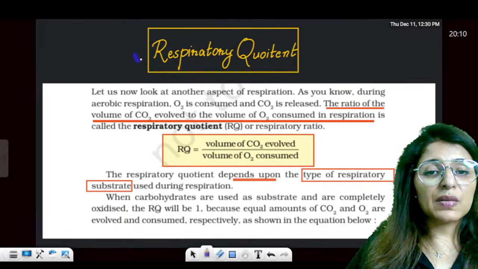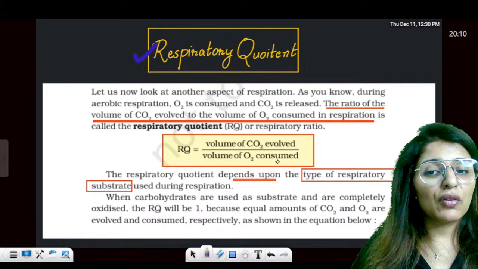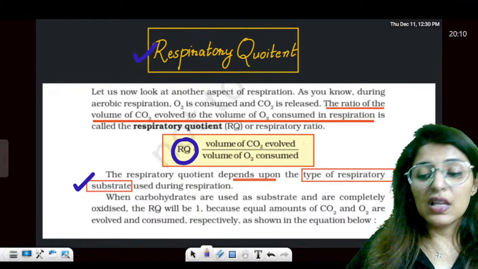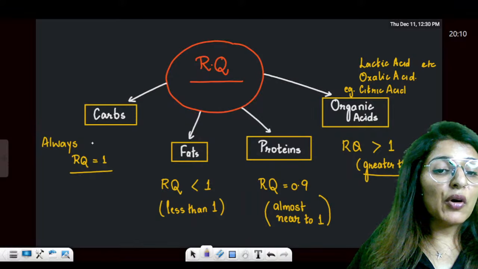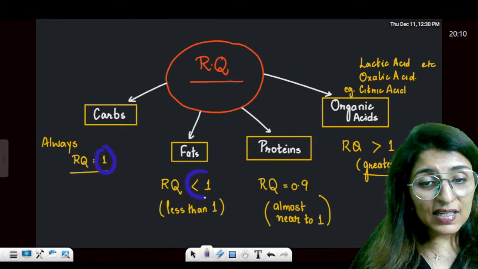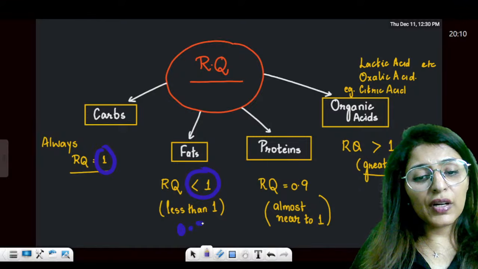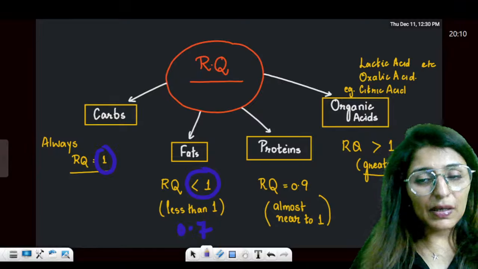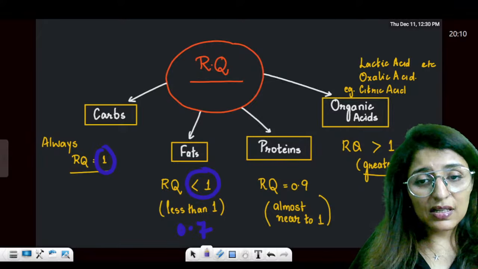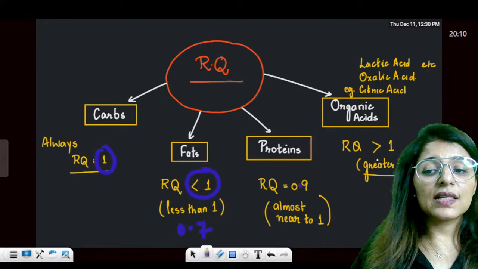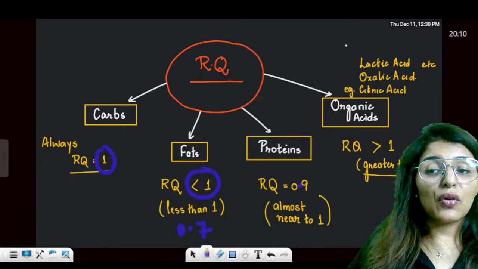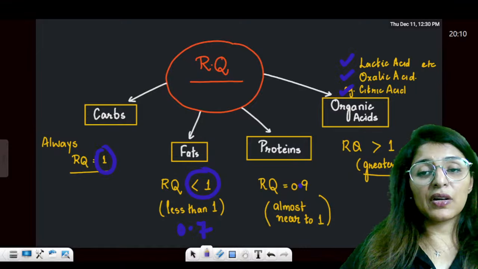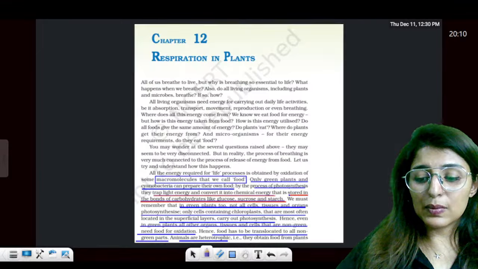And last but not least, we have the respiratory quotient, which is the volume of CO2 evolved upon volume of oxygen consumed. And this RQ depends upon the substrate used. For example, for carbohydrates, the value is always 1. For fats, it is less than 1, around 0.7. This is for tripalmitic acid. Then for proteins, it is near to 1, that is 0.9, and for organic acids it's always greater than 1. So for example, if you are taking lactic acid or oxalic acid or citric acid, any organic acid, the value of respiratory quotient would be more than 1. Are these points clear to all?